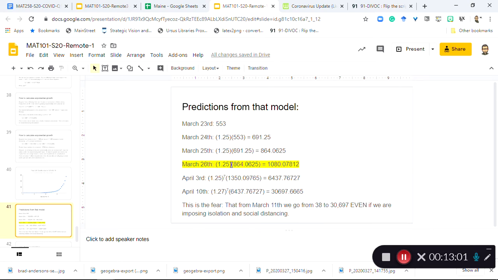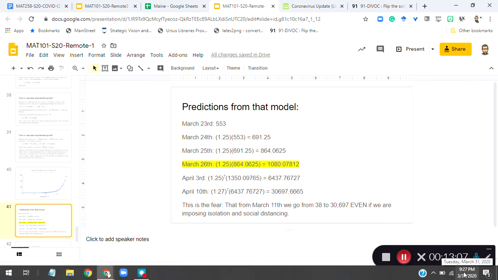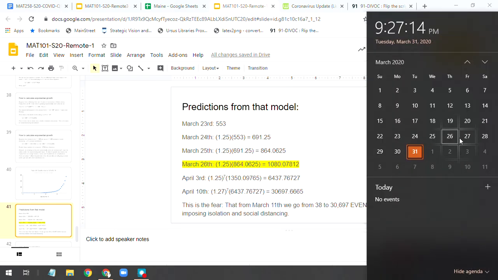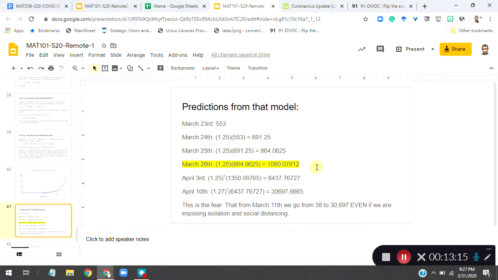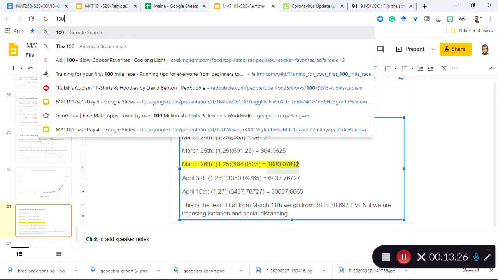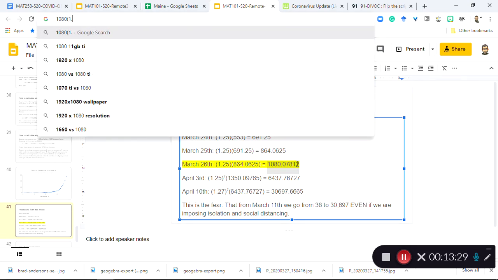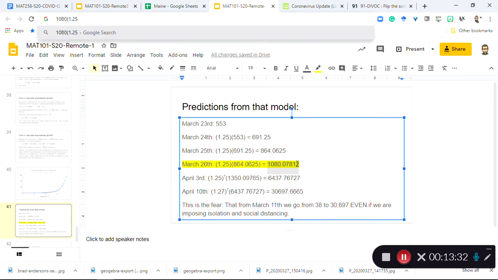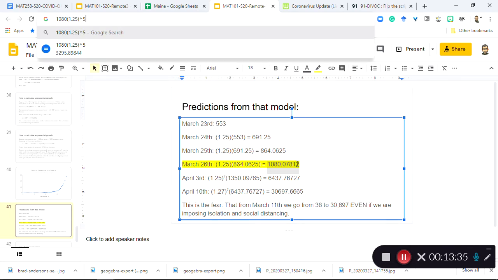So you've seen these slides. Well, March 26th, how far is that till today, right? So 1, 2, 3, 4, 5. 5 days in the future. So what if we took this number, 1080, and moved that forward in the future? So 1080 times a growth factor of 1.25 raised to the 5th power. So that's 3,295. It's a little less than 3,300.